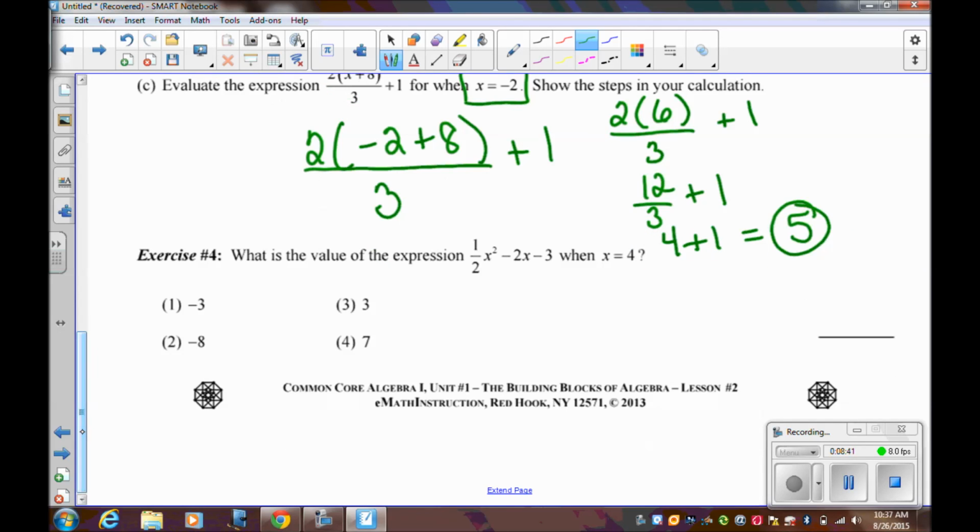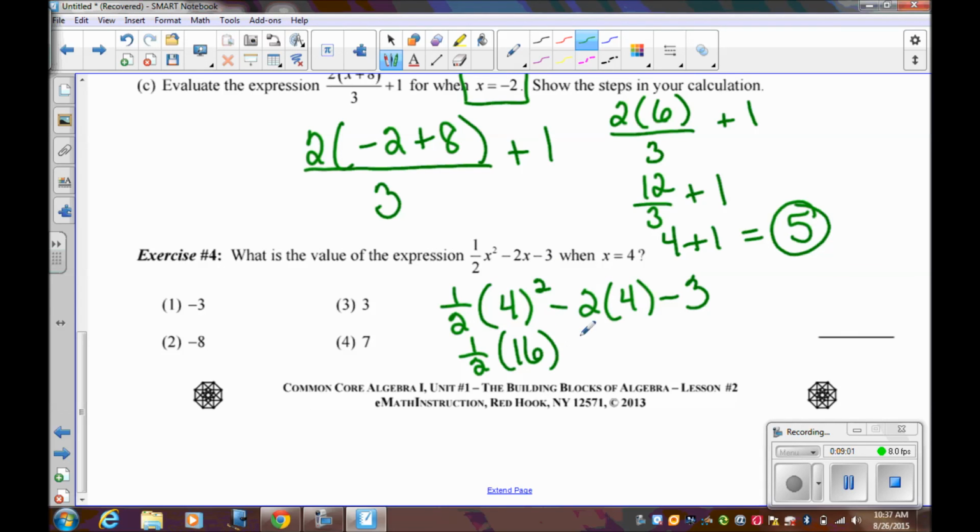And last but certainly not least, we've got a nice little trinomial here. We're substituting 4 in. Wow, lots happening. We've got some fractions, some exponents. So 1/2, that 4 squared is 16. I might go ahead and save myself some time, and I would multiply that out. Minus 8 minus 3. Go back here. What's 1/2 of 16? 8 minus 8 minus 3. 8 minus 8, 0. We're left with negative 3 for our final answer.